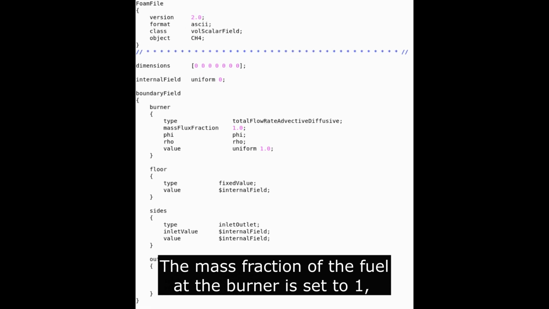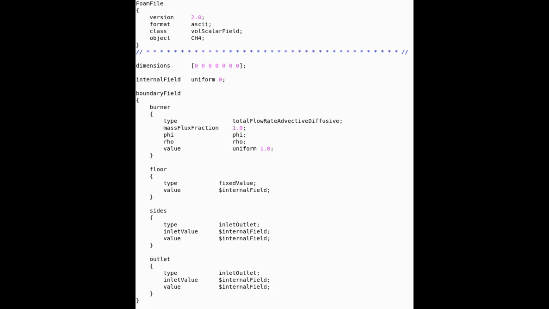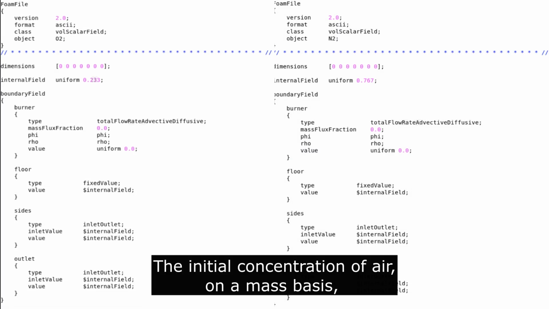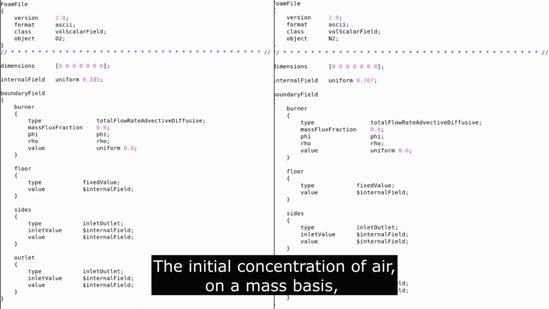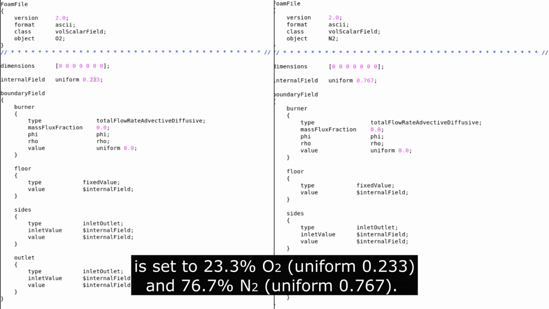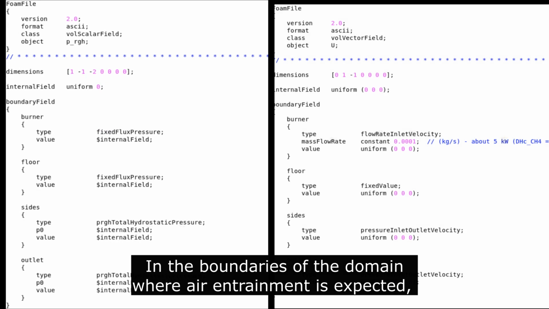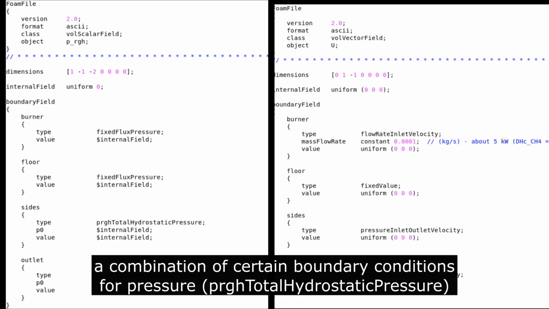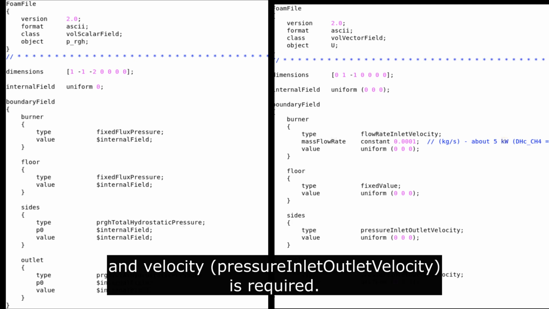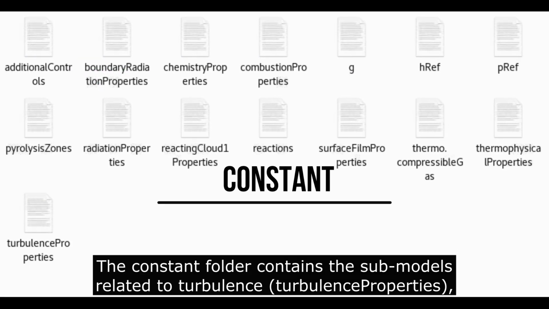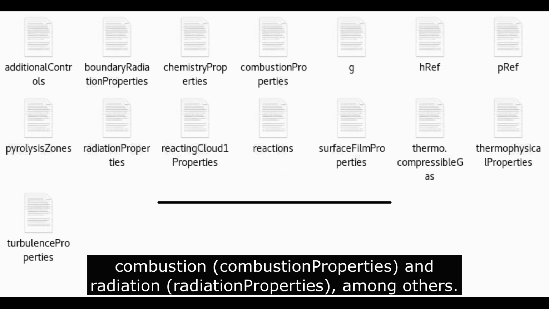The mass fraction of the fuel at the burner is set to 1, accounting for both the advective and diffusive mass fluxes. The initial concentration of air, on a mass basis, is set to 23.3% oxygen and 76.7% nitrogen. In the boundaries of the domain where air entrainment is expected, a combination of certain boundary conditions for pressure and velocity is required. The constant folder contains the submodels related to turbulence, combustion, and radiation, among others.